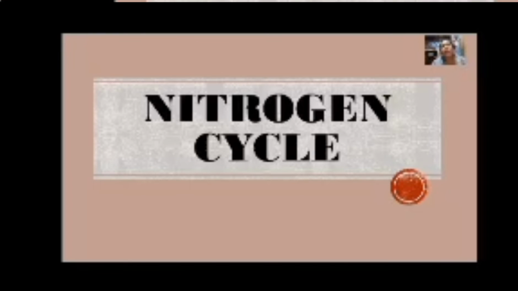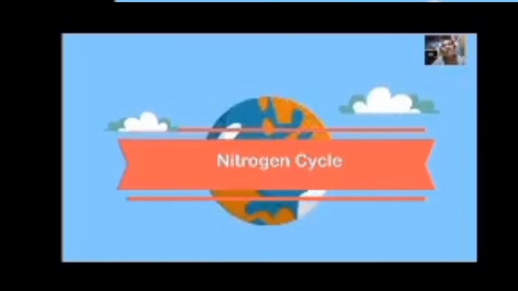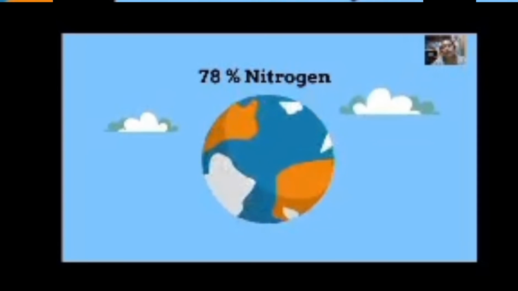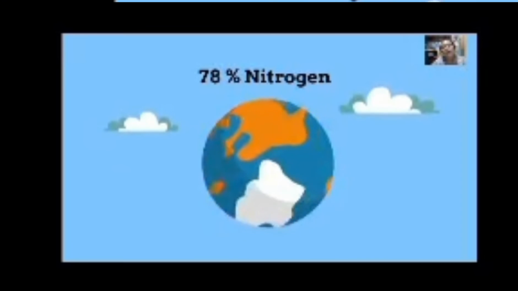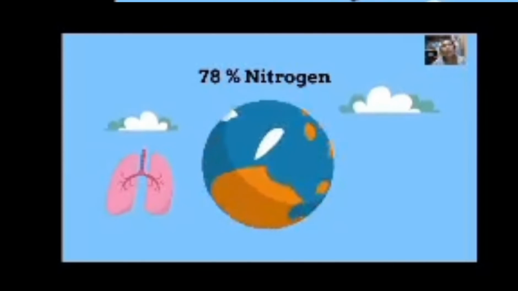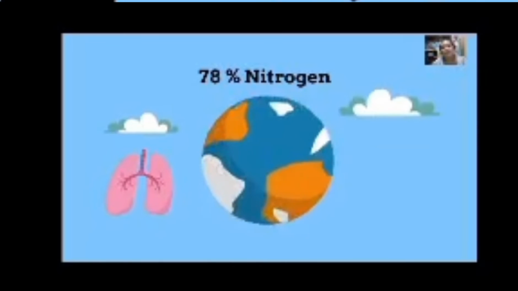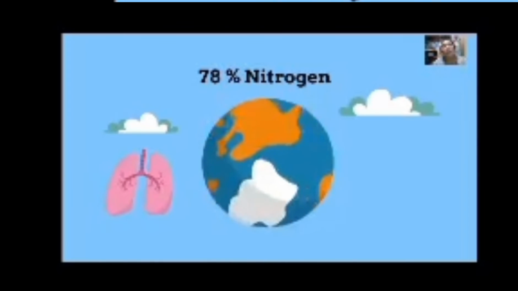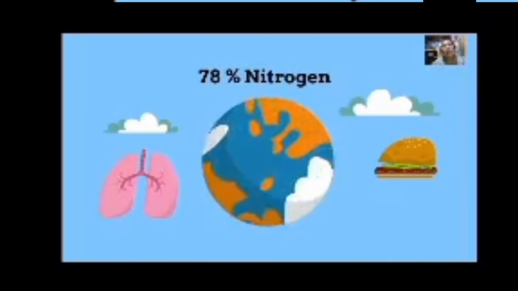In this video, I'd like to talk about the nitrogen cycle. The atmosphere is made up of 78% nitrogen. We need the nitrogen for our DNA and for proteins, but we just can't breathe in the nitrogen like oxygen, but we must absorb our nitrogen in our food.